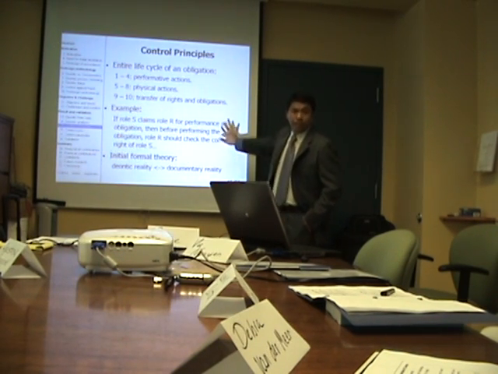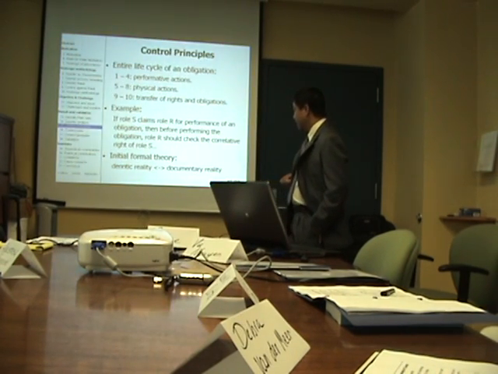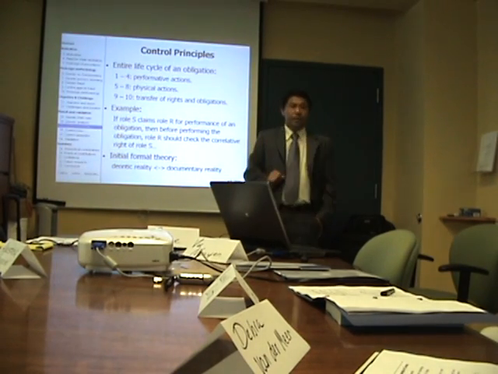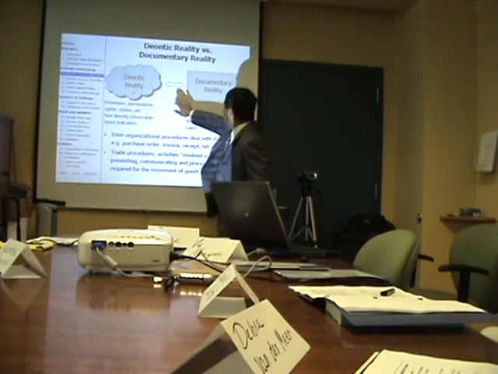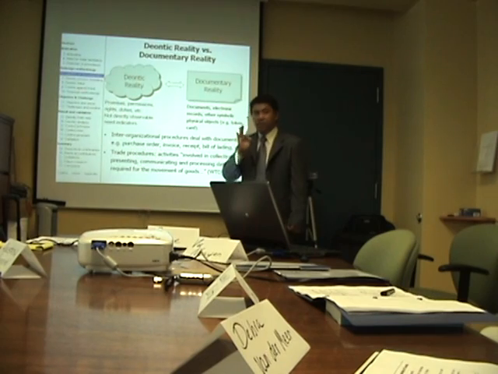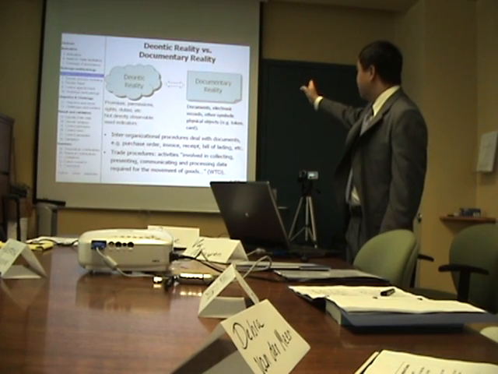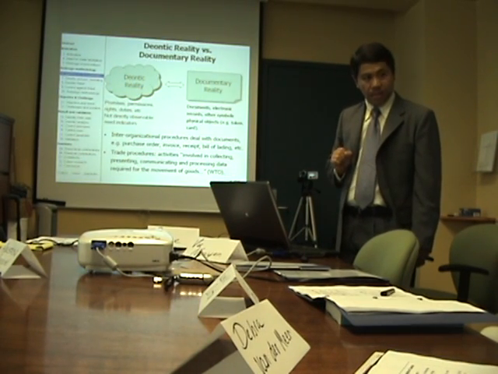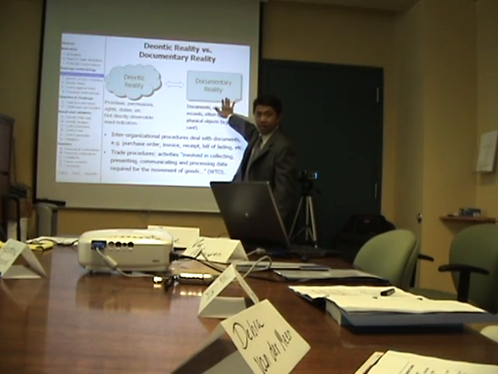The list of the detailed control principles is in the dissertation, and I don't want to go into more detail on that. But the key thing is that this set of control principles tries to explicate the relationship between the deontic reality and documentary reality. The principles represent an initial formal theory on the relationship between deontic reality and documentary reality. In other words, it's trying to explain why a document is needed, why an activity in a documentary procedure is needed.